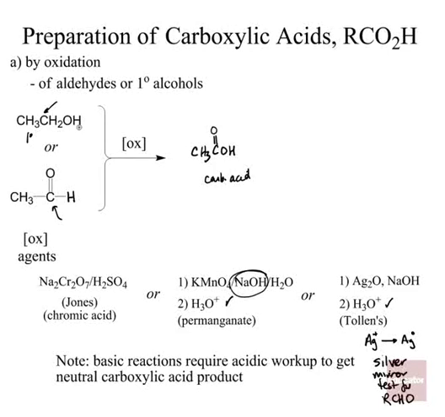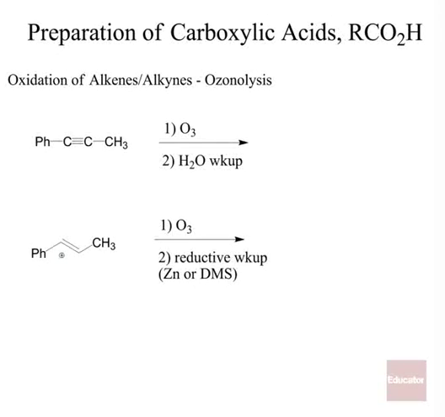So we can oxidize primary alcohols or aldehydes to get a carboxylic acid. We can also oxidize an alkene or an alkyne by doing an ozonolysis reaction. So reaction of an alkyne with ozone totally breaks the carbon-carbon triple bond. All 3 carbon-carbon bonds go to carbon-oxygen bonds, so the product you get out is a carboxylic acid. We would get benzoic acid and acetic acid in this case. So ozonolysis of an alkyne does that.